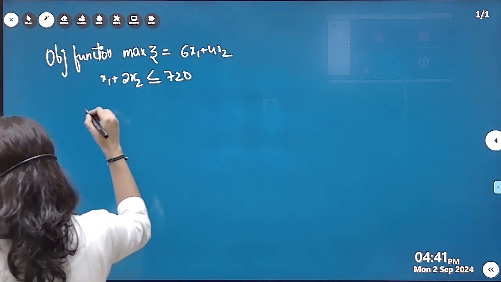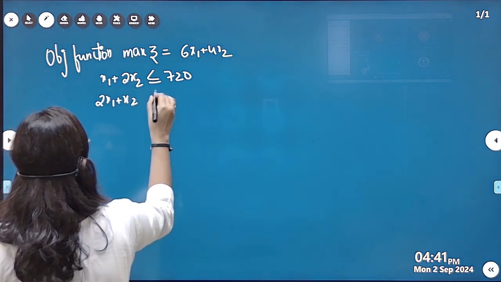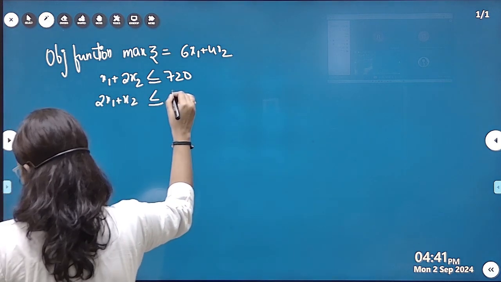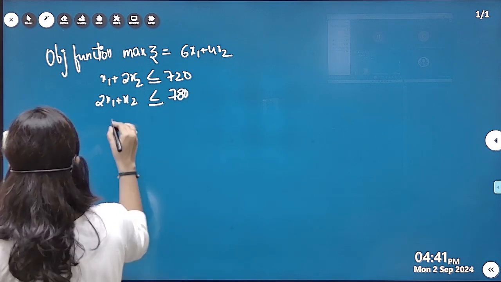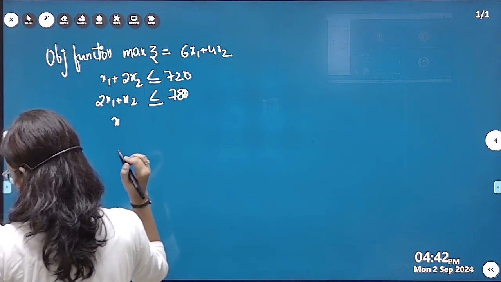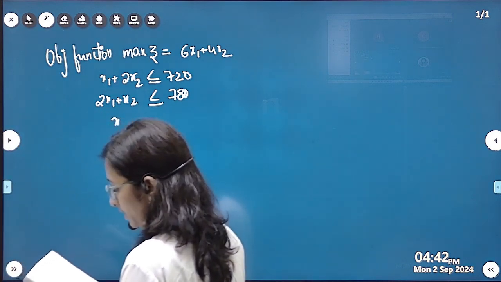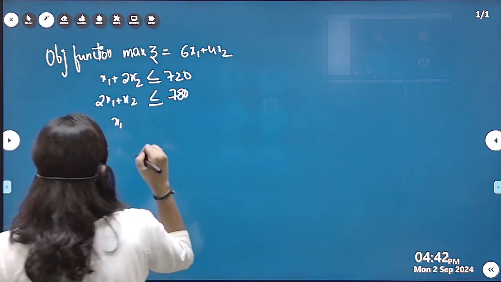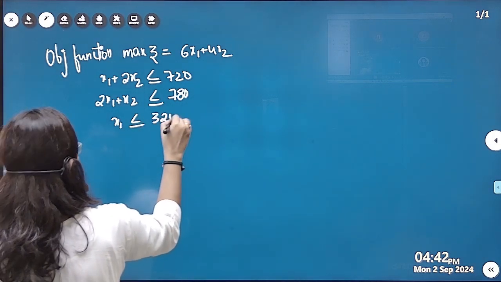Next, 2x1 plus x2 is less than or equal to 780. So next what he is saying, cannot be more than 320 units of alpha can be sold in the market. So x1 is less than or equal to 320.